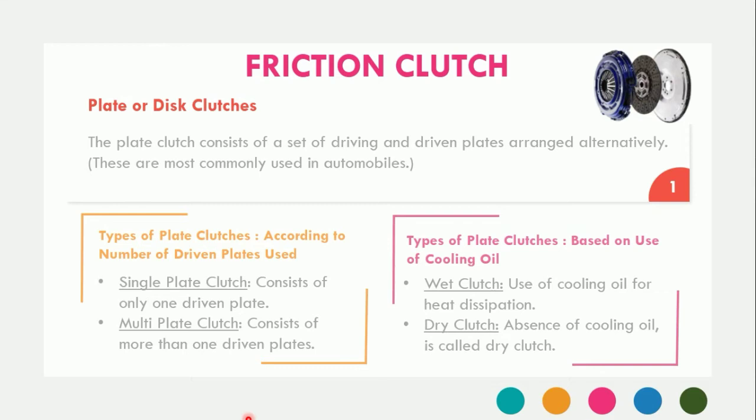First one is the wet clutch. If you are using cooling oil for the purpose of heat dissipation, then that clutch is called a wet clutch. But if you are not using any cooling oil to cool the clutch, or the heat dissipation between the two contacting surfaces, and there is a complete absence of cooling oil, so you cool it just naturally, then that becomes your dry clutch. So this is all about the first type of friction clutch, which is the plate or disc clutch. Move to the next.